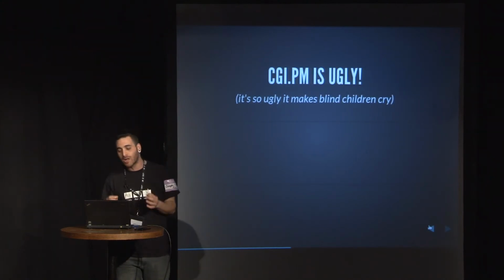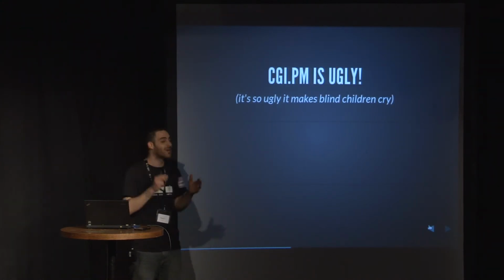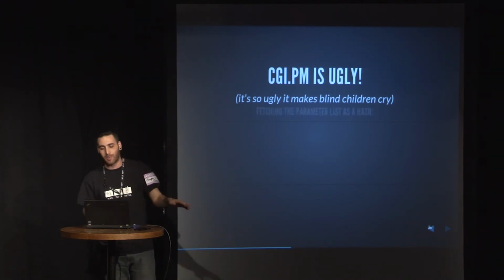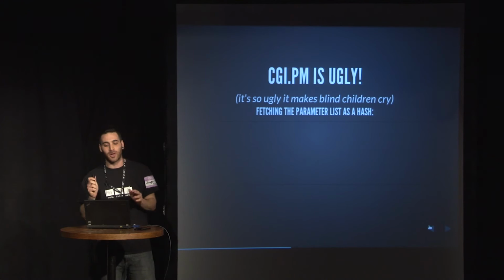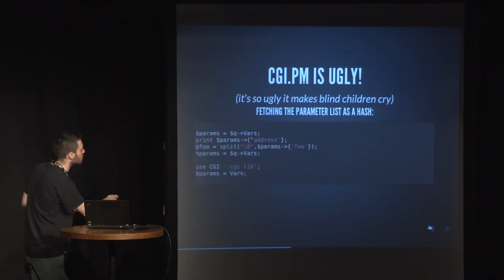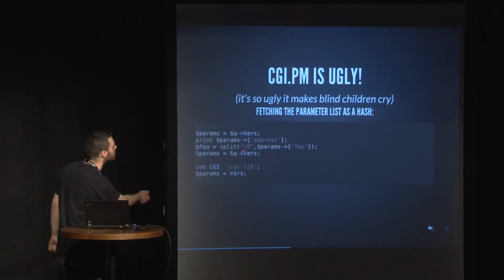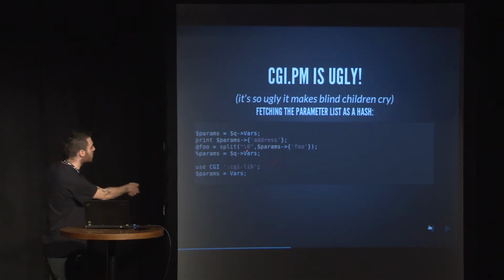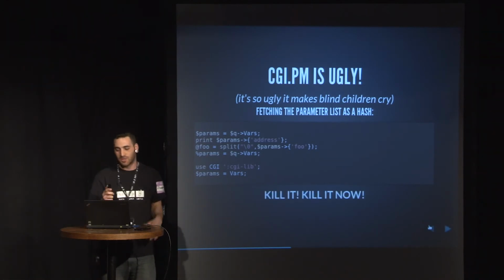Also, it's ugly. It is so ugly it makes blind children cry. You cannot work on CGI.pm at the park. Kids cry when they go past you. So this is an example of fetching the parameter list as a hash. It calls Vars and then it goes to the address. Do you see this? It's a null terminator. I thought I was done with this, and then it calls var, and it was CGI::Lib, and oh my god. So just kill it now.